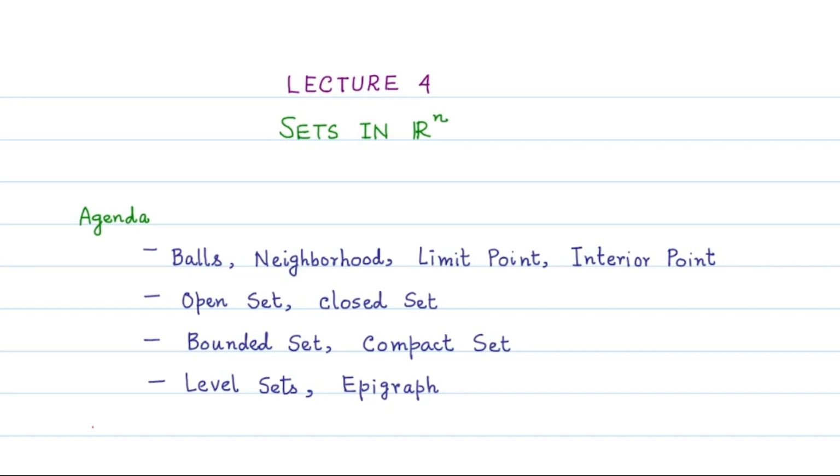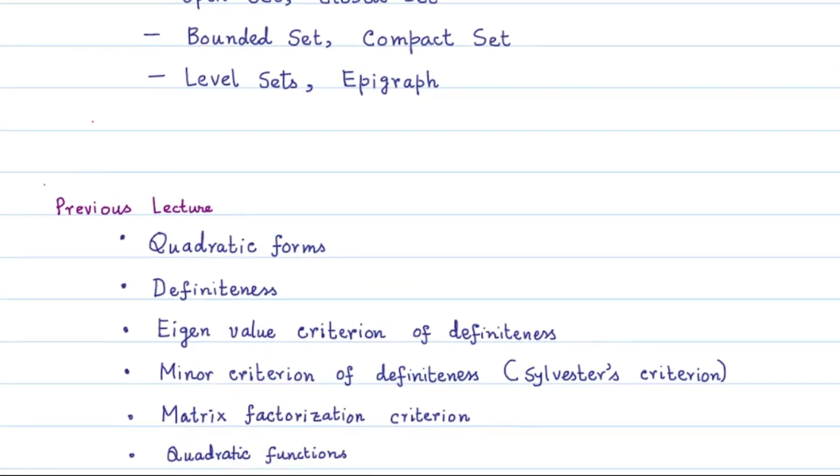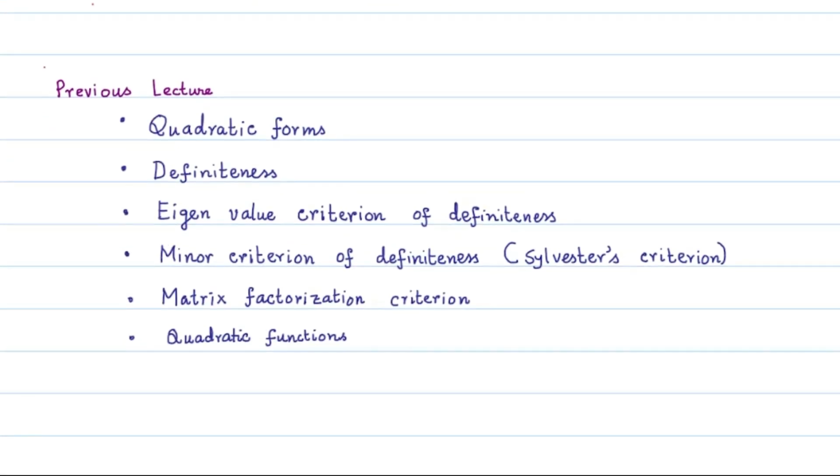Before starting the lecture, let us recall what we have done in the previous lecture. The previous lecture was a detailed discussion on the idea of quadratic forms. Defining the idea of quadratic forms, we got to know how to check definiteness of a given quadratic form or the corresponding symmetric square matrix with the help of three criteria: eigenvalue criterion, minor determinant criterion, and matrix factorization criterion. Towards the end of the previous lecture, we also got to know ideas of linear functions, affine functions, and quadratic functions.